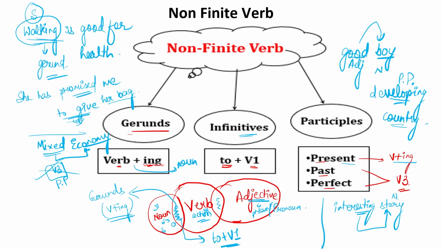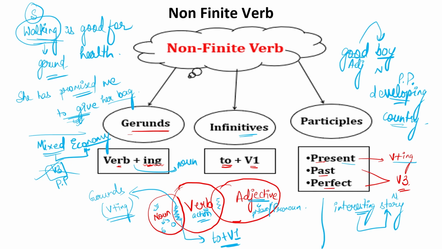So all these things we should keep in mind. Any verb or any word that looks like a verb is not performing its basic function, to perform some action, but is behaving either like a subject or an object, or like an adjective qualifying some noun or pronoun. Then that particular verb is known as a non-finite verb. All these three things we have already understood.